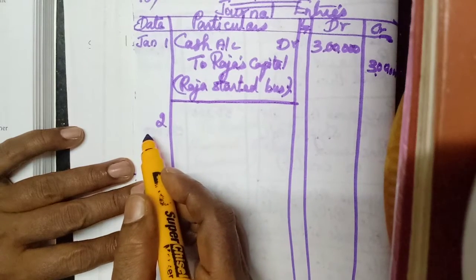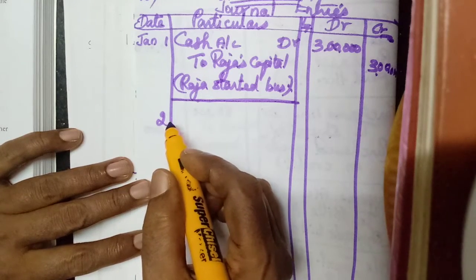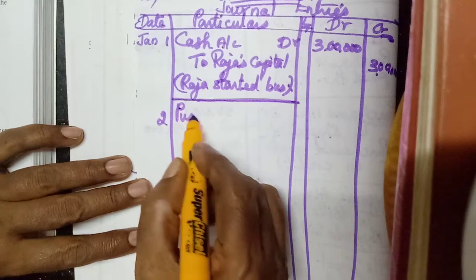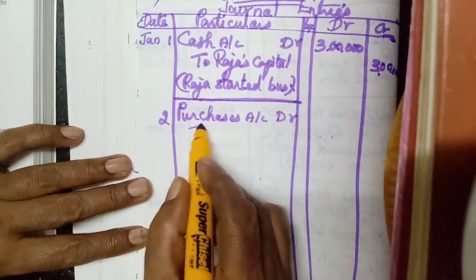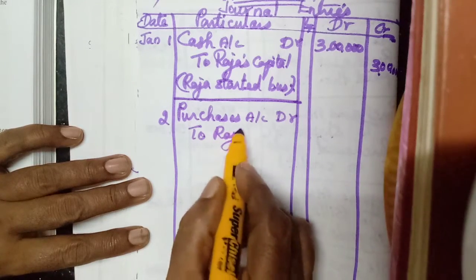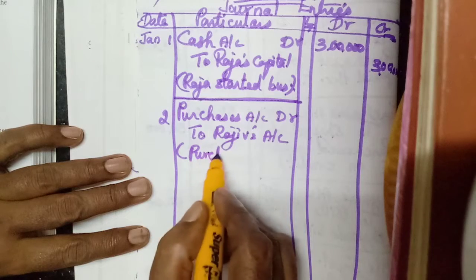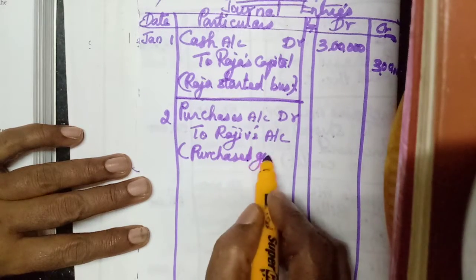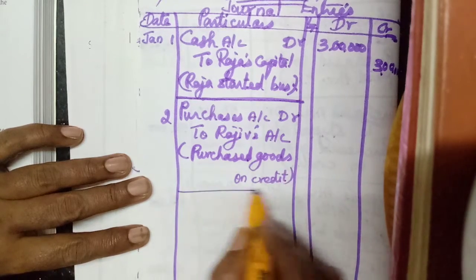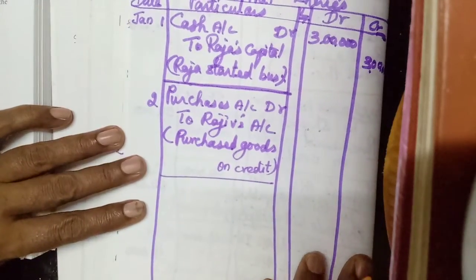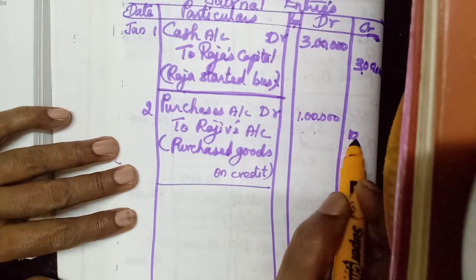Number 2. Purchased goods from Rajiv on credit. So here, on credit we are buying. First, purchases account. Purchased goods means purchases. Purchases account debtor to Rajiv's account. Purchased goods on credit. Now we will write the amount. 1 lakh. Credit 1 lakh.